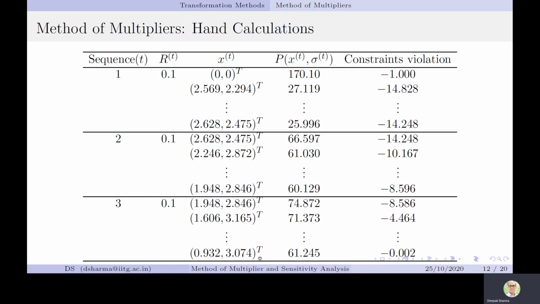When we are updating at the last, we get a point, say 0.932, 3.074. The penalized function is 61 and look at the constraint violation. Now this constraint violation is almost very small, meaning that we are close to the optimum solution.